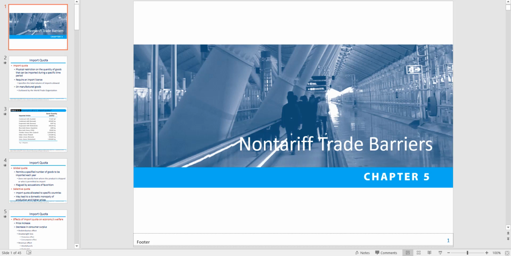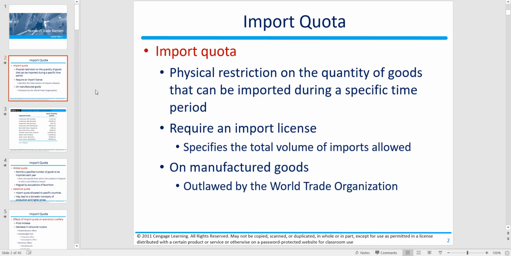Last time we spoke about tariffs. Now we're going to talk about other instruments that may create barriers in international trade. The first one that Carbaugh introduces is quotas.